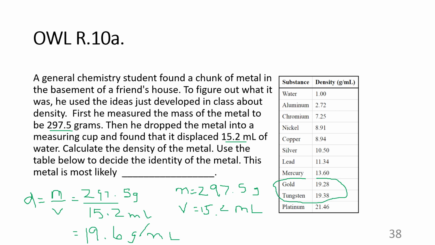You can also use physical properties like the color of the metal. Gold and tungsten are going to have different colors. Since that information is not given, our best guess would be tungsten, which has a symbol of W.